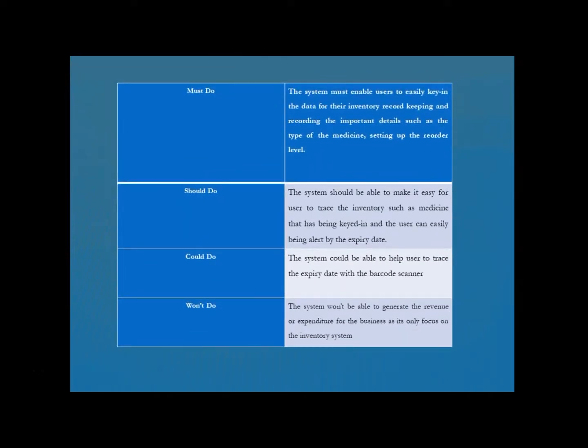Okay, in this project scope, there are four main things: must do, should do, could do, and won't do. Must do, the system must enable users to easily key in the data for their inventory record keeping. Should do, the system should make it easier for the user to trace the inventory such as medicine. Could do, the system could help the user trace the expiry date with the barcode scanner. And lastly, won't do, the system won't be able to generate the revenue or expenditure for the business as it is only focused on the inventory system.